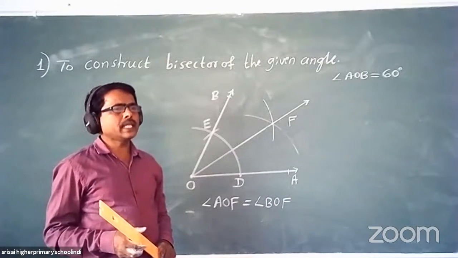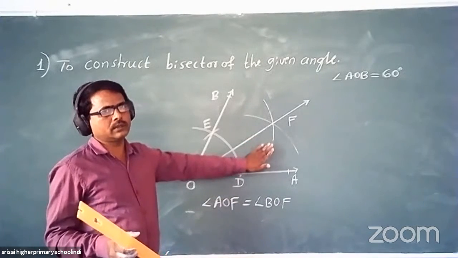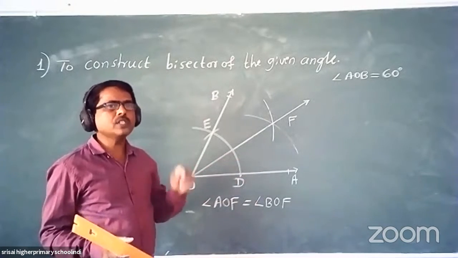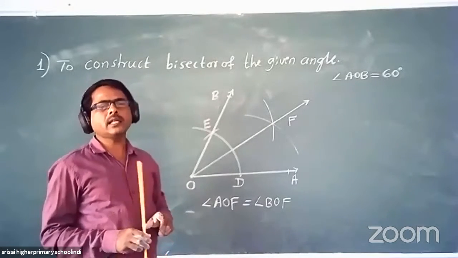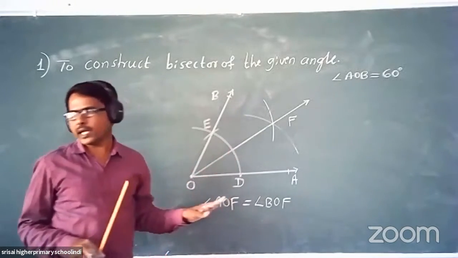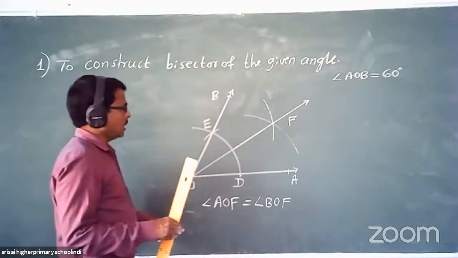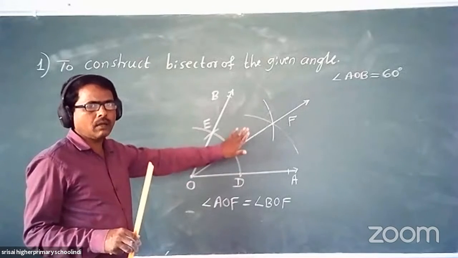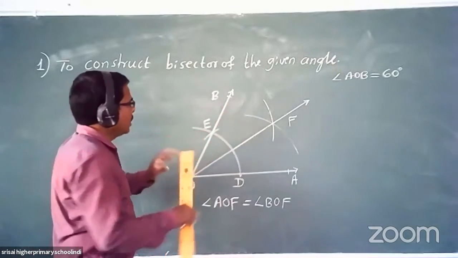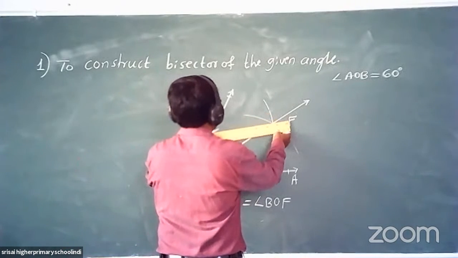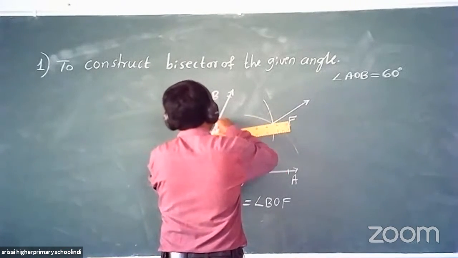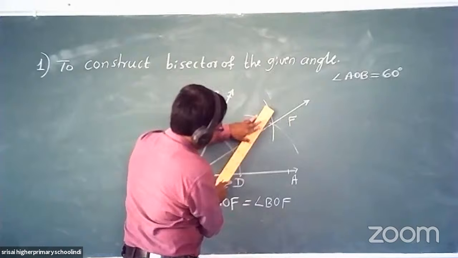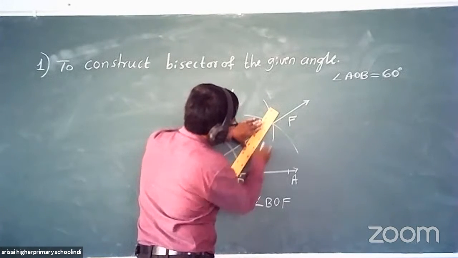Okay. Next point is how this method works. We have to check how this method works. To check that, extra construction is required. I am using the same diagram for the next part. To check that, you need to join these two points. Here you should join. And then join BF.